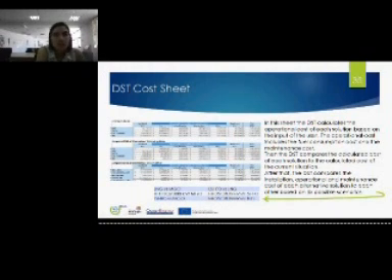We also said we have 3 model sheets. This is one of the model sheets. Here we calculate the operational cost of each solution.